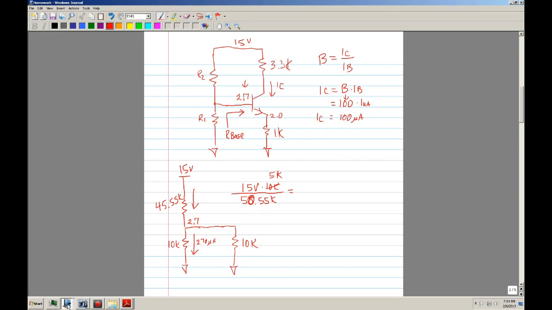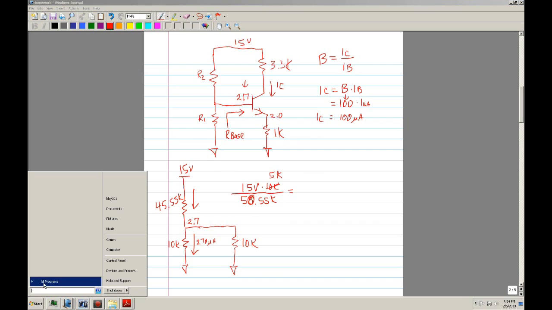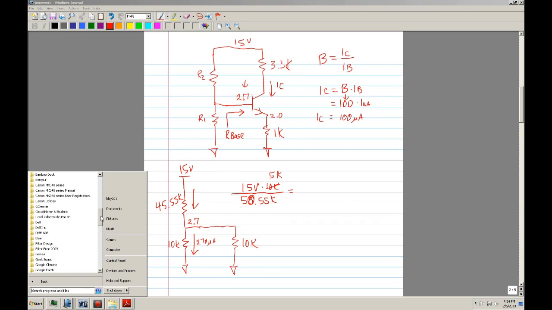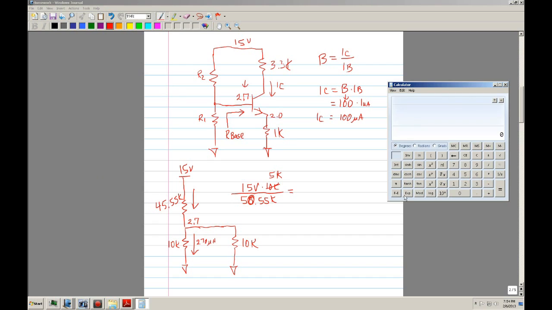So let's see. However, if you did combine the two 10Ks in parallel with the 45.55, once you get the 5K, you go back and say, okay, in parallel. Well, hang on. This is the base. This is what the base looks like. It looks like a 10K. But if you put 10K here, then that becomes 5K because two in parallel, and then you add it to the 45. So that's the equation.